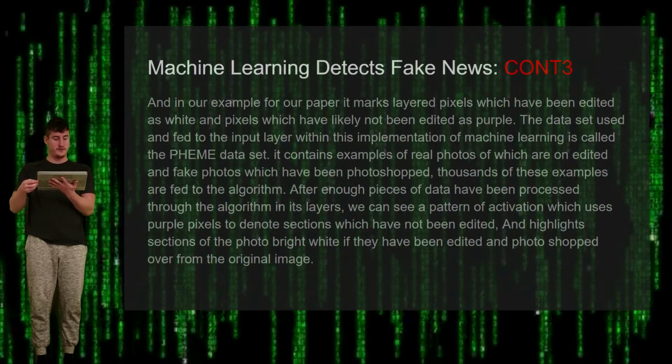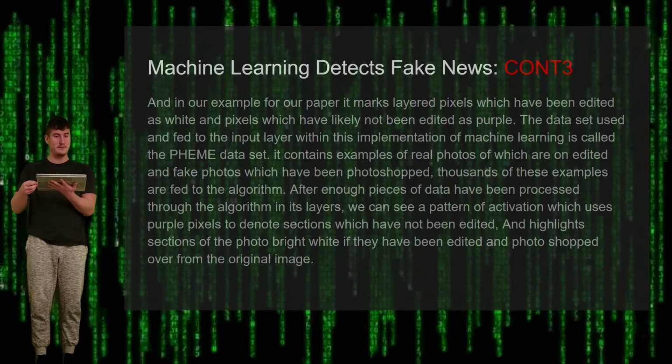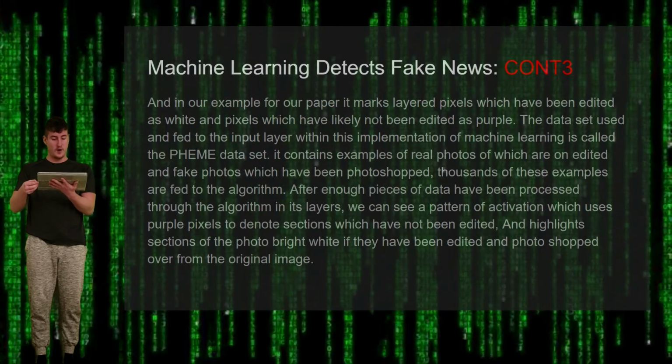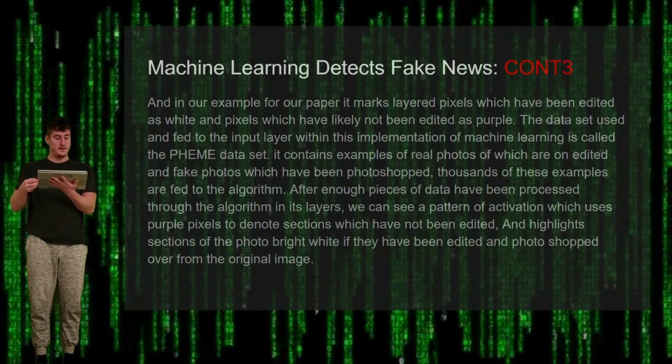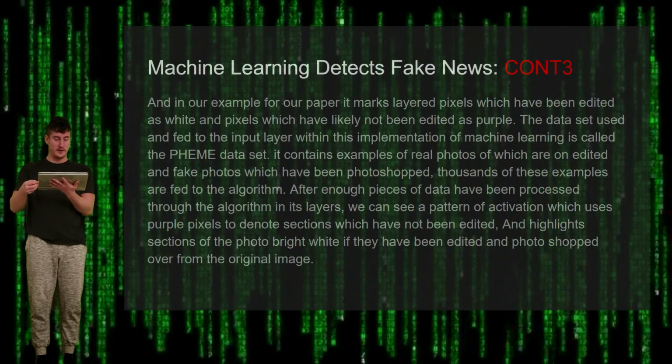The dataset used and fed to the input layer within this implementation of machine learning is called the theme dataset. It contains examples of real photos, which are unedited, and fake photos, which have been photoshopped. Thousands of these examples are fed to the algorithm.